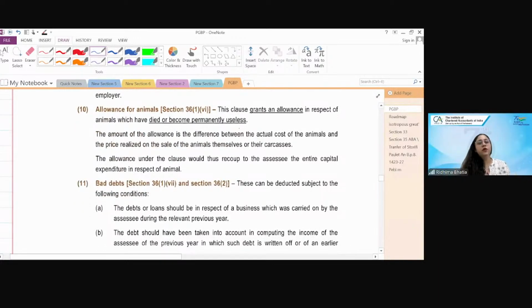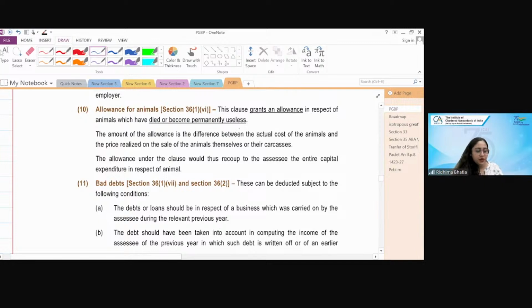Next is the list of allowances for animals. Now, animals, you remember, are not taken as your depreciable asset. They should not be taken as your depreciable asset. So now, suppose animals are your asset. Asset in the sense that they are a part of your business. I'm not talking about stock in trade. I'm talking about them being part of your business.